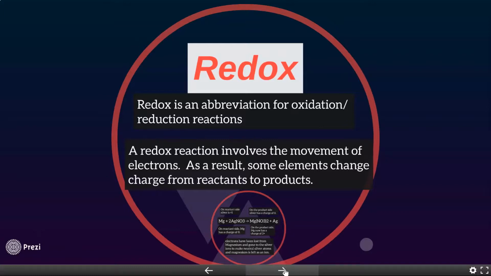All right, the last thing on the list is something called a redox reaction. Redox reactions encompass a lot of the other types of reactions that you saw. It really depends on the movement of electrons. So redox stands for oxidation reduction reactions, and a redox reaction is always going to involve the movement of electrons. So you're going to have charges change from the reactant side to the product side.